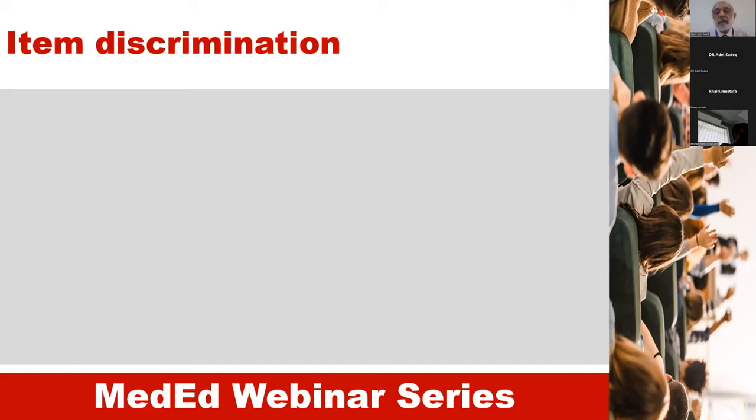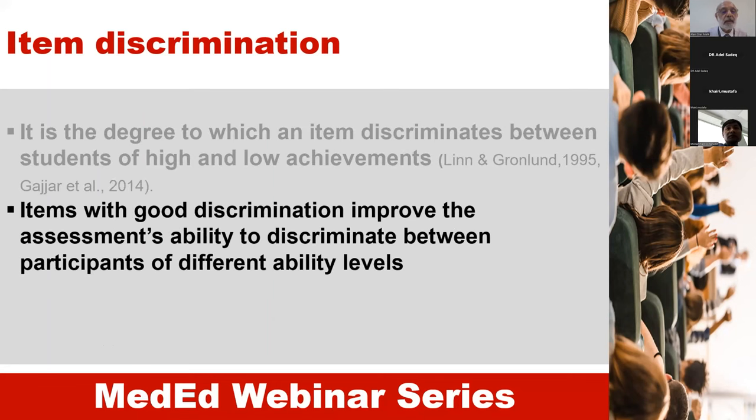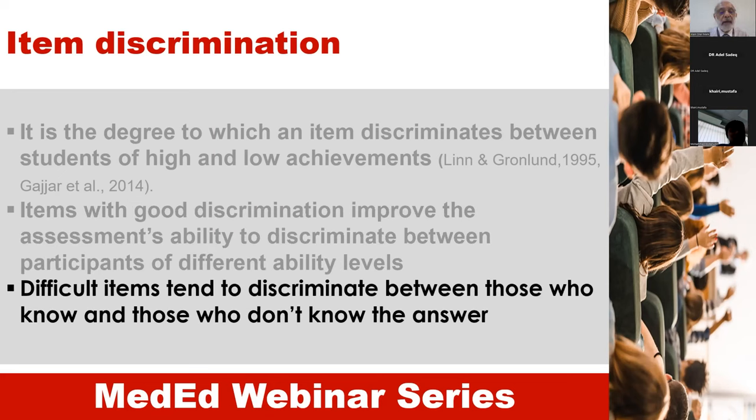Now, let's go to the second type of item analysis, and it is the item discrimination. It is the degree to which an item discriminates between students of high and low achievement. Items with good discrimination improve the assessment's ability to discriminate between participants of different ability levels. Difficult items tend to discriminate between those who know and those who do not know the answer.